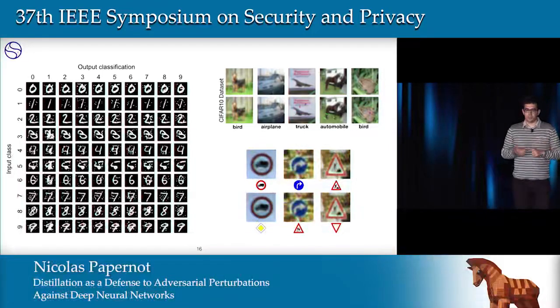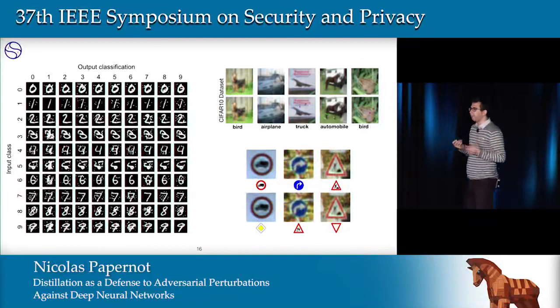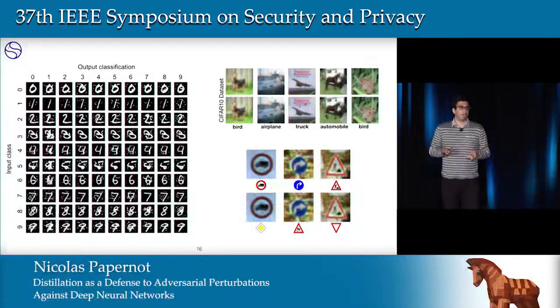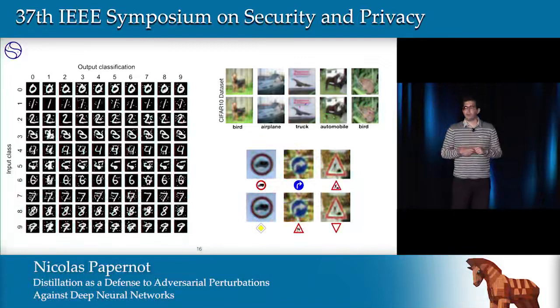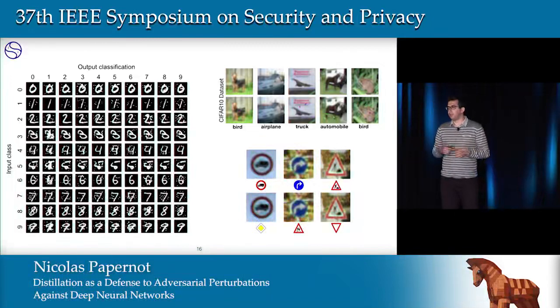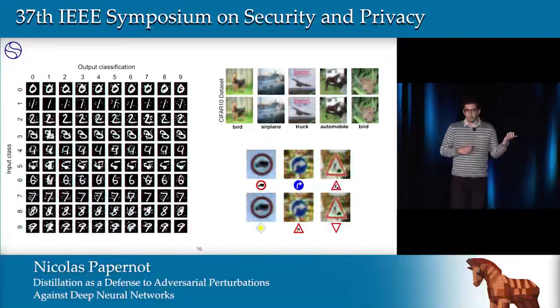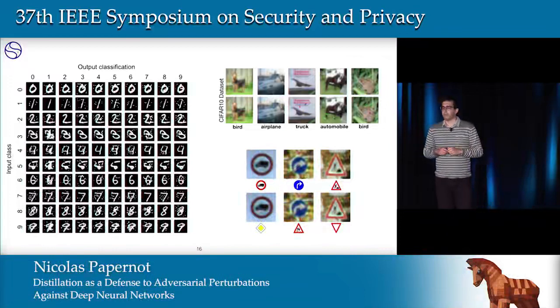So to read the matrix, the rows are input classes, so they're the legitimate class of the sample that a human being would assign. And the columns are the output of the model. And as you can see, we can craft perturbations that take any sample from any class to any target class chosen by the adversary. For instance, the first row is a 0 classified by the model as a 0, 1, 2, 3 through 9. This works with many data sets. On the right, you will see the CIFAR data set where you can classify dogs as birds, planes as trucks.